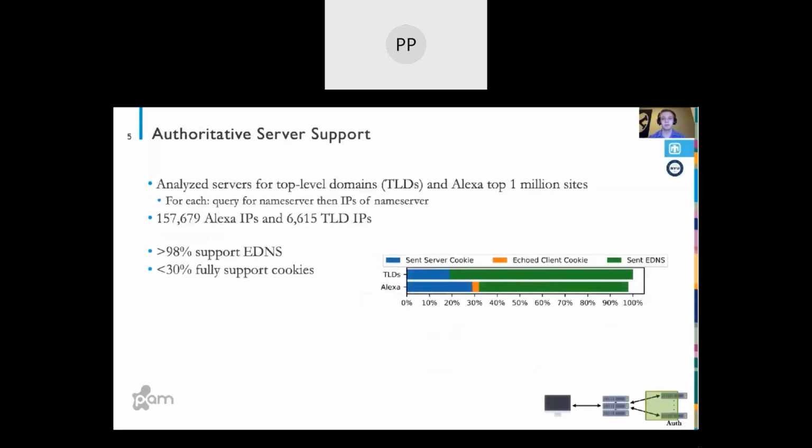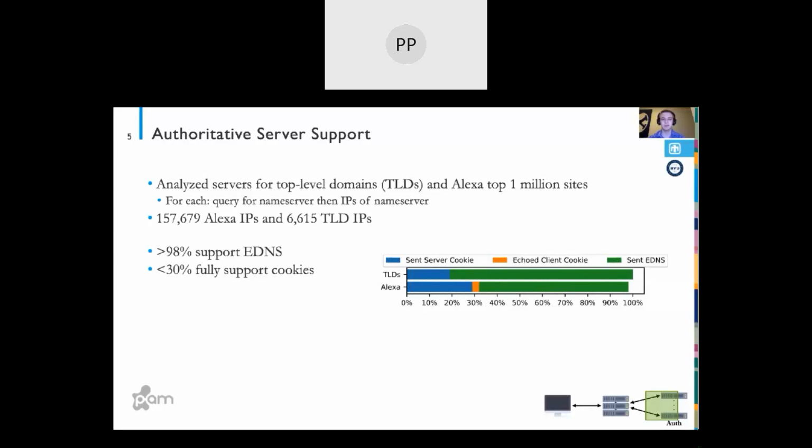So the first thing we wanted to do was to see how many clients and servers out there are using cookies right now. So to start, we're going to look at authoritative servers, and I have a little map in the bottom right for all the rest of these slides because we'll be jumping around DNS a lot. So that can help you keep track. For authoritative servers, we had our client query the servers for all of the TLDs, as well as all of the top 1 million Alexa sites.